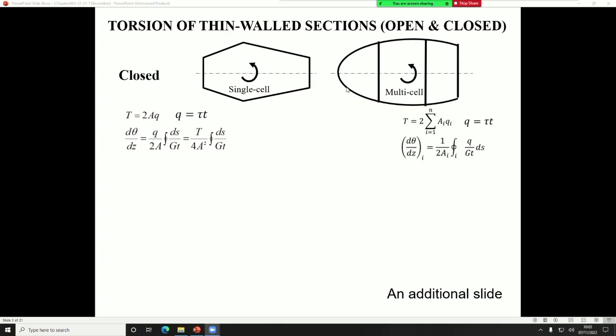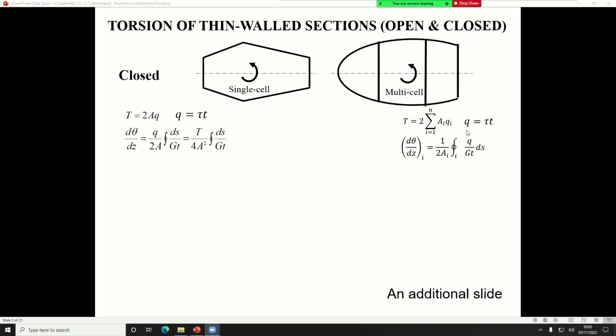For the multi-cell tubes, we cannot just use equilibrium to analyze it. Therefore, we have to combine the equilibrium equation and compatibility equation to solve the problem. So the equation for shear flow still is applicable. The shear flow is the shear stress multiplied by the thickness.